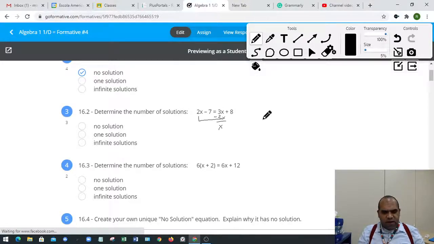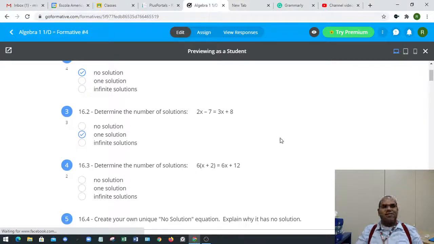I have here negative 7 equals x plus 8. And I move right now this 8 by its opposite, which is negative 8. Negative 7 plus negative 8, I added 2 negative integers. I have negative 15 equals x. Okay, I have one solution.